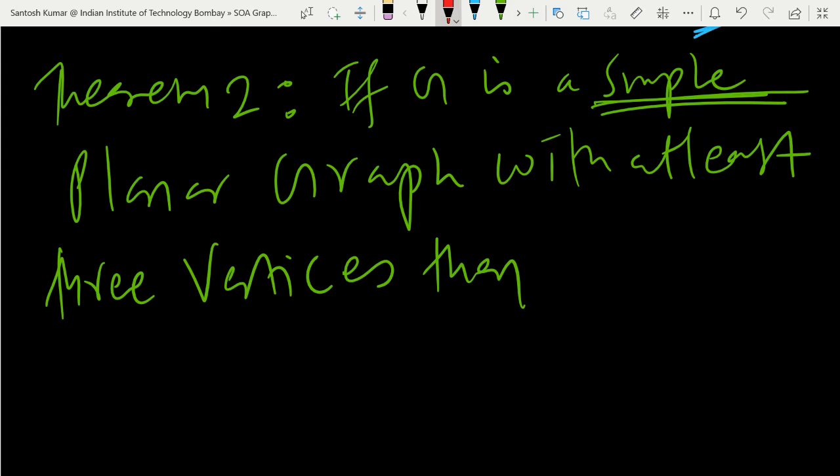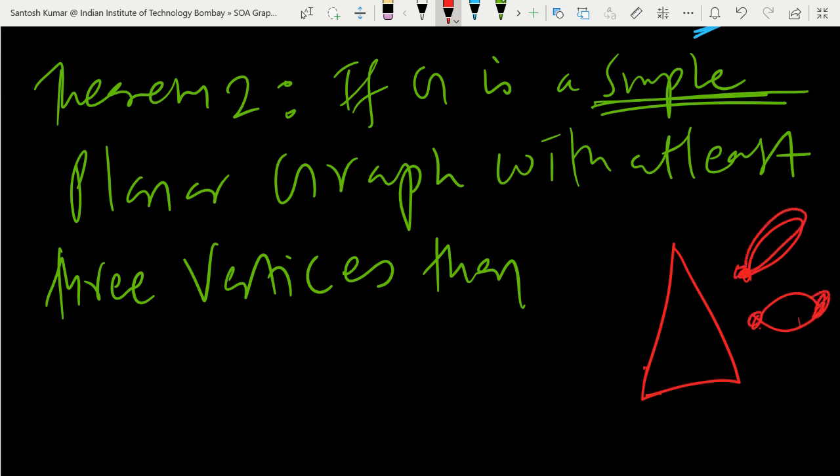Yes, it is 3. So at least 3 you will get because it is simple, okay? So you will not have any multiple edges or loop. In the case of a loop, you will have only one, and in the multiple edges case, you will have length 2. But both are not there. So if you have one vertex, then you will have a loop, and the loop will divide into two regions. The length of this region is actually 1, and here the length of this region is 2.